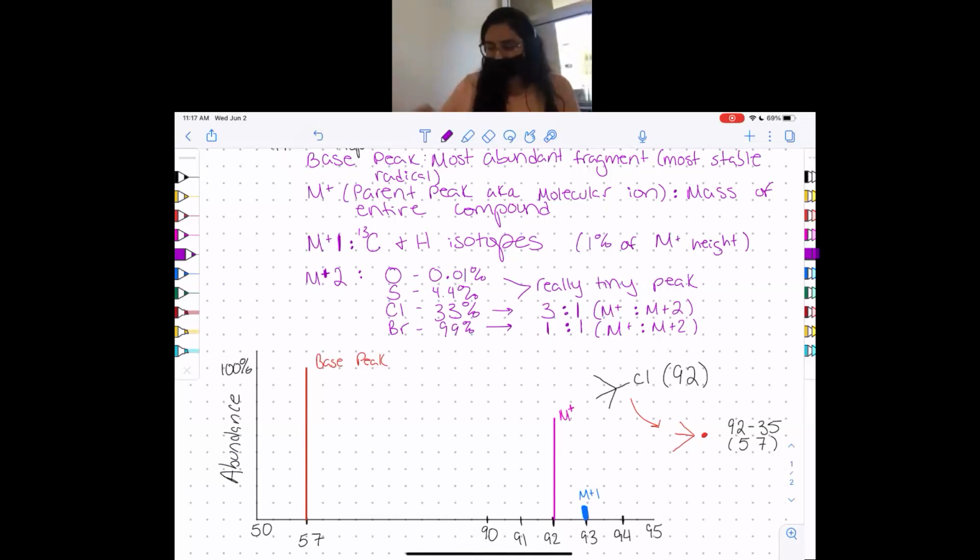Okay. Does that mean M+2 is going to be very, very almost non-existent? Why do you say that? I mean, since M+ is shorter than the base peak, and M+1 is shorter than M+2, it might be shorter than M+1. Okay, that's a really great way to think about it.